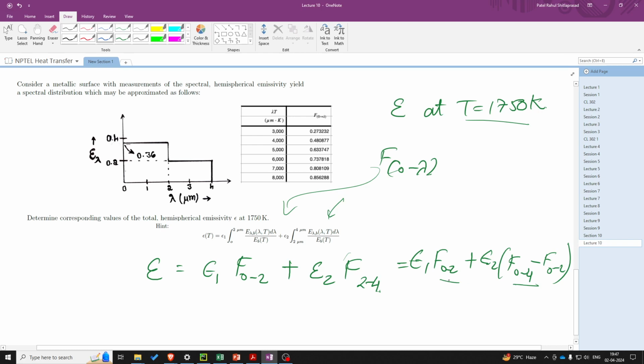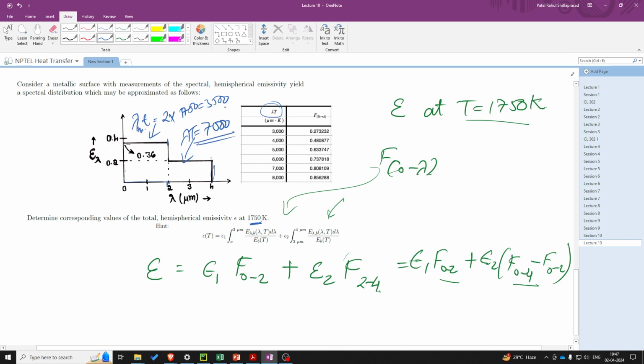In order to find f of 0 to 2, we can see that we have been given the values in terms of lambda T. So we can first calculate the value of lambda T for this part. The maximum wavelength in this range is 2 micrometer, so that will be 2 times 1750, that is 3500. And over here lambda T will be 4 times 1750, which is twice of this, that is 7000.